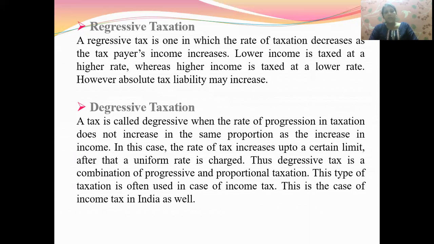Now, our next term is digressive taxation. A tax is called digressive when the rate of progression in taxation does not increase in the same proportion as the increase in income. It is increasing, but the rate of increase is not proportionate with the increase in income. In this case, the rate of tax increases up to a certain limit. After that, a uniform rate is charged. Thus, digressive tax is a combination of progressive and proportional taxation.